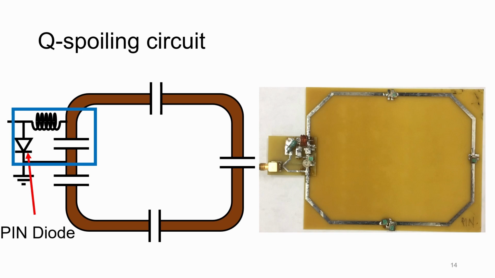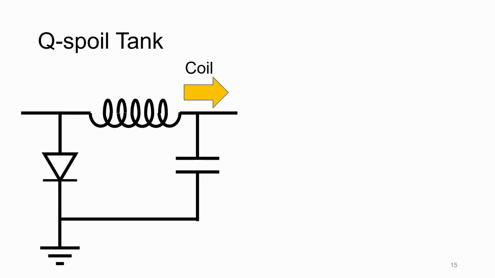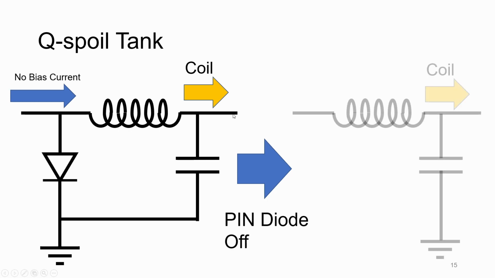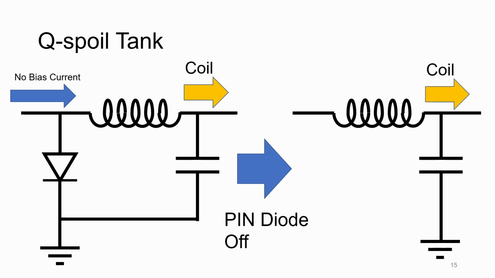So here's a picture of a Q-spoil tank again. During receive mode, there is no bias current being applied, and the PIN diode is off. And imagine the coil is to the right of this circuit. When the PIN diode is off, the coil will be able to receive a signal as per usual.